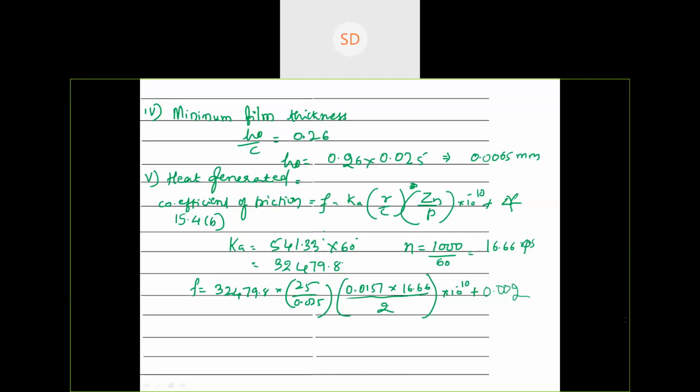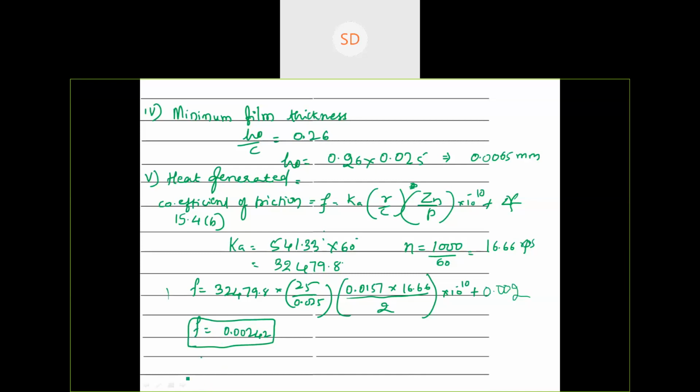Okay, now calculate. 4.2 into 10 to the power of minus 10. You want to get a 4.2 here because you have a power of 10 to the power of minus 10. Okay, 0.00242. Okay, it is not the coefficient of friction.